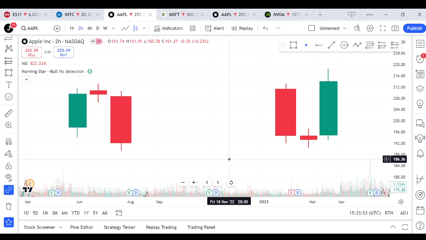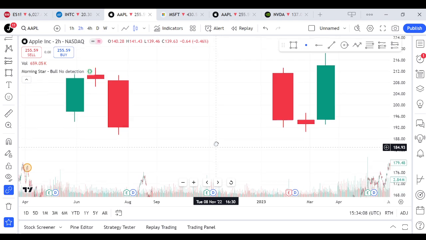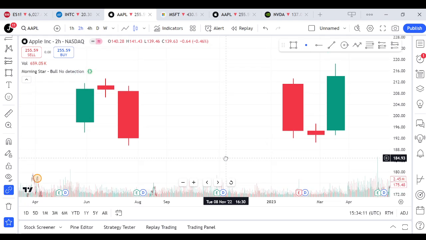Now, these patterns work effectively across all time frames, from 5-minute charts to daily charts, making them versatile tools for both day traders and position traders. However, their significance typically increases on higher time frames, where each candle represents more substantial market participation and commitment.